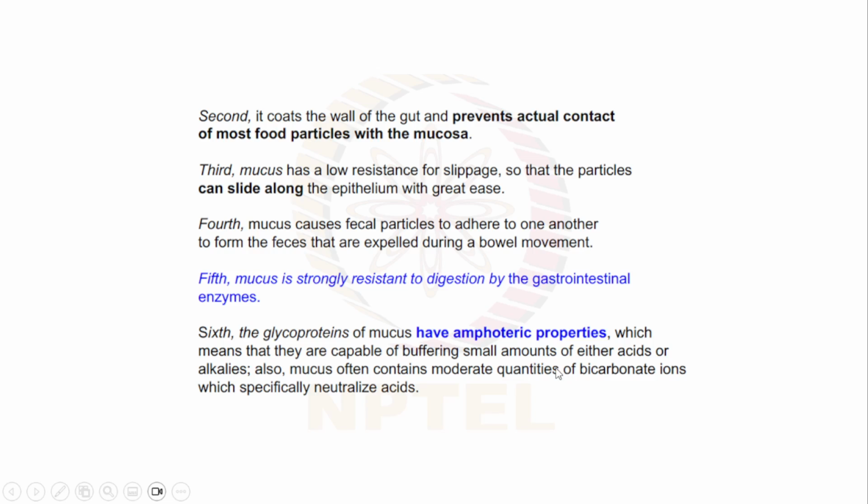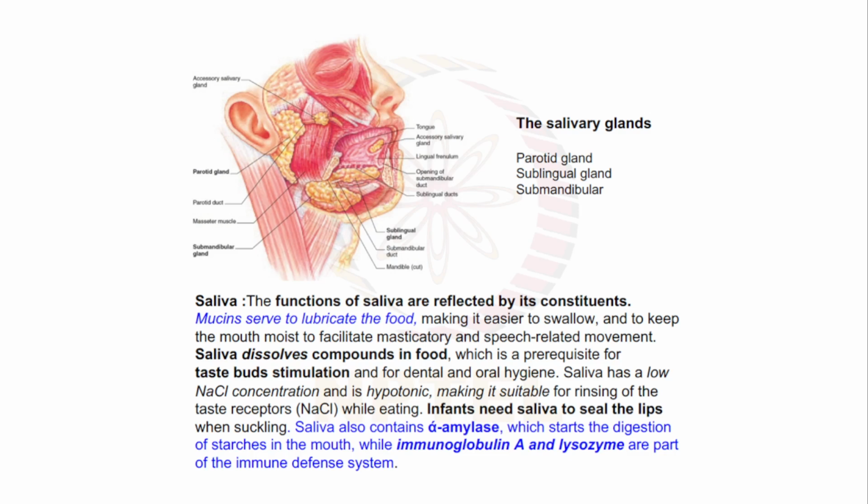वो हमारे खाने में हो सकते हैं. Also, mucus often contains moderate quantities of bicarbonate ions, जो कि specifically किस लिए होते हैं, कि neutralize the acid. ठीक है, acid जो है, जब HCl is being secreted in the stomach, then it must be neutralized when the food is moving out from the stomach to the small intestine. So for that, bicarbonate ions play a very important role. We'll see that further in the lecture.